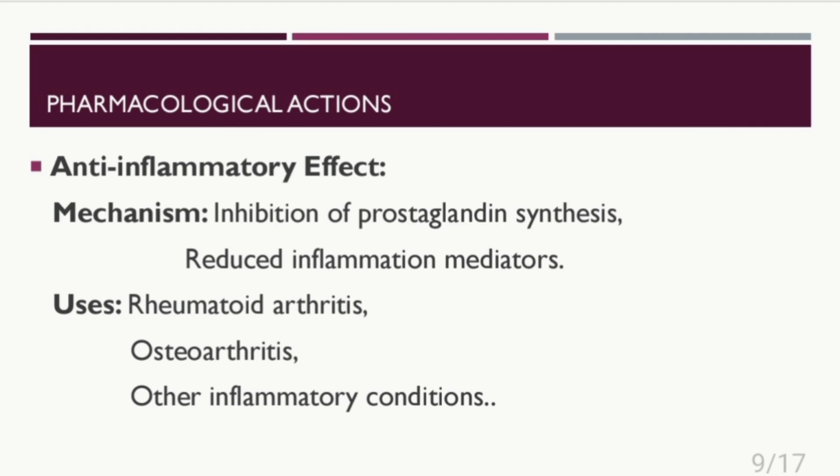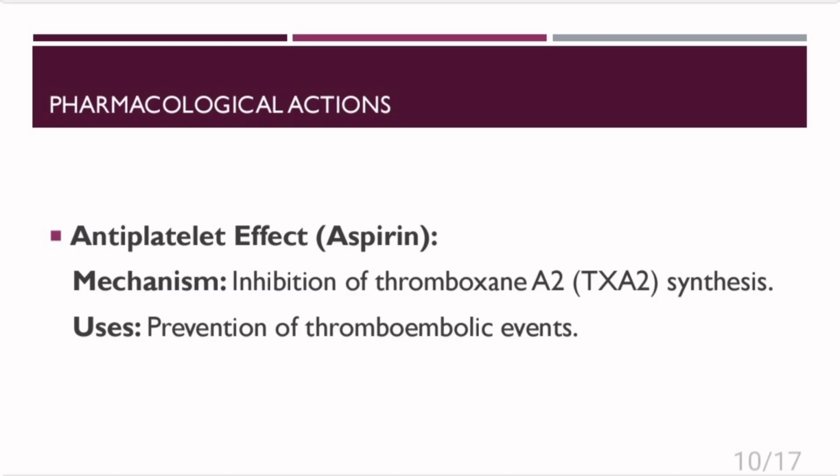Rheumatoid arthritis and osteoarthritis are two types of arthritis. In rheumatoid arthritis, the person's immune system attacks the joints, and osteoarthritis occurs because of overuse of joints. Antiplatelet effect, aspirin. Mechanism: inhibition of thromboxane A2 synthesis, used for prevention of thromboembolic events. As we know, aspirin is used as an anticoagulant, so by the inhibition of thromboxane A2 synthesis, it helps to prevent thromboembolic events.